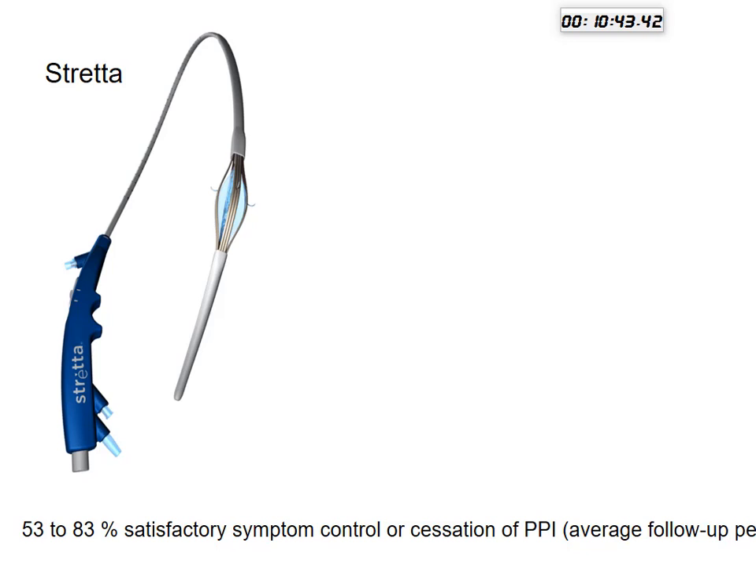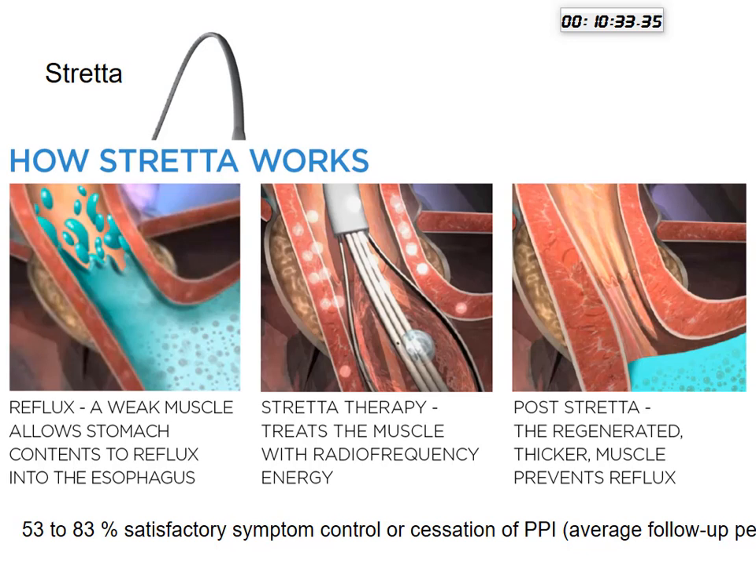So Stretta is a good idea. This is a catheter that's passed down an endoscope, and there's a balloon with tiny little needles on the balloon. Radiofrequency energy is injected into the muscle with the idea that it can bulk up the lower esophageal sphincter muscle and prevent reflux from happening. Obviously this needs to be done in patients without a large hiatus hernia, because you do not fix the hernia.